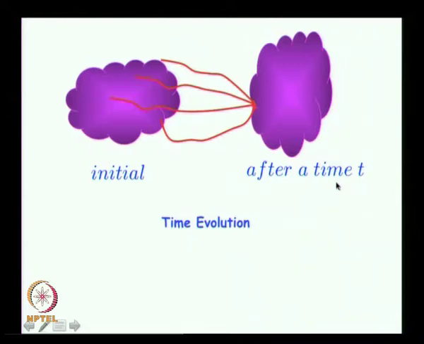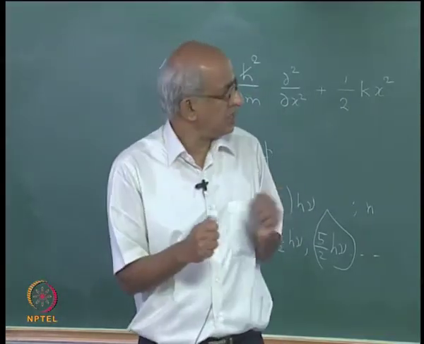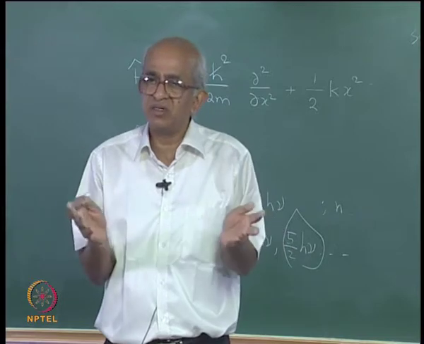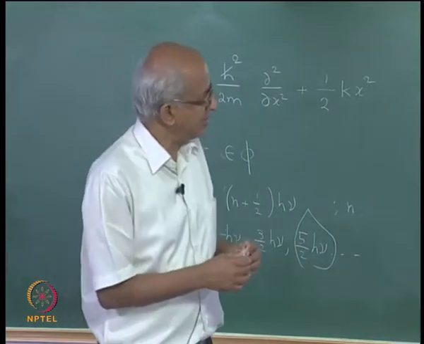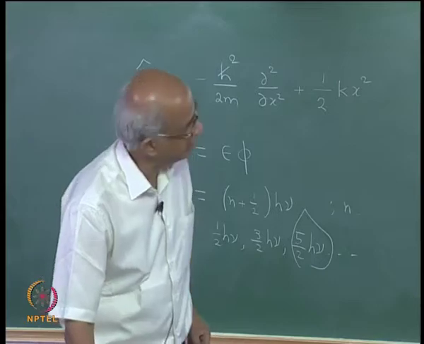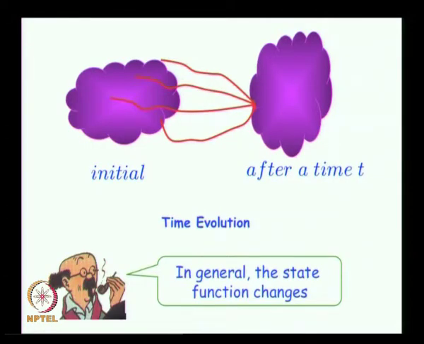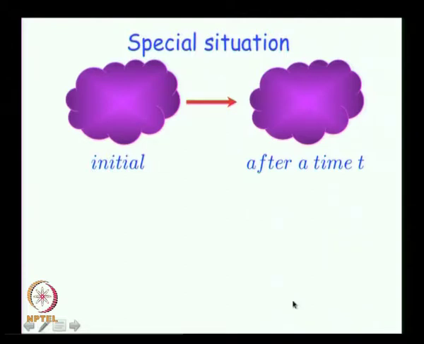This is what happens in general, but there are certain special situations where even though the system evolves in time, the shape does not change. Those are the states that are referred to as stationary states, and we want to find them, and the question is, how do we find them? So, in general, as Professor Calculus says, the state function actually changes, but it is possible to think of special situations where even though time is passing, the shape of the wave function does not change. So, how does one find that? The answer is the following.